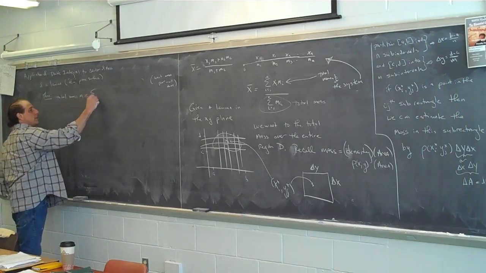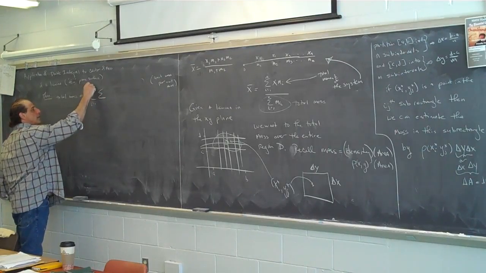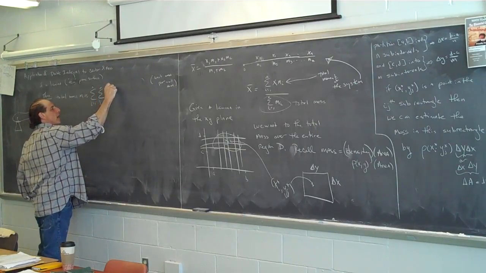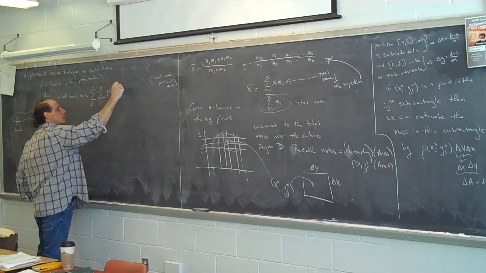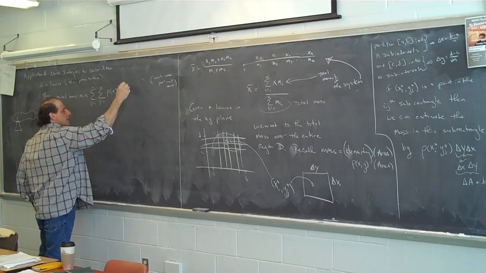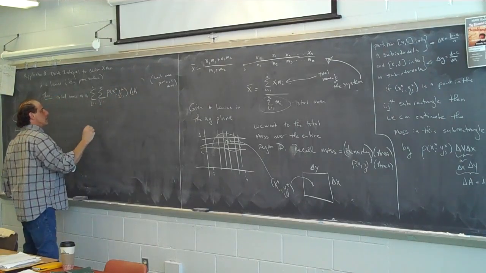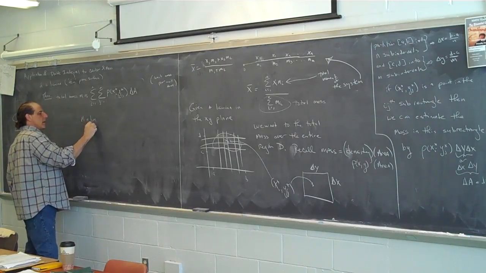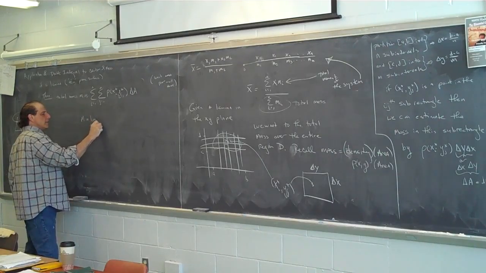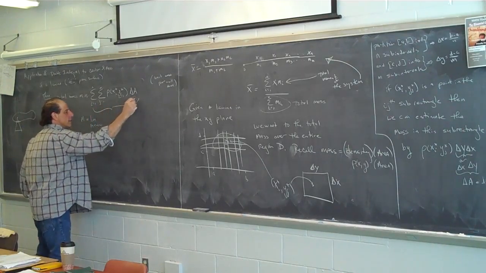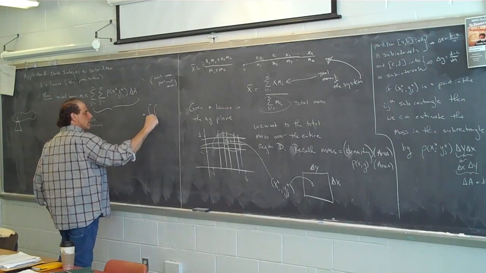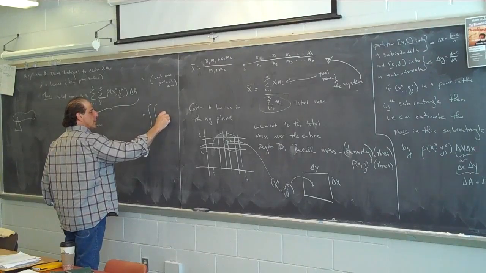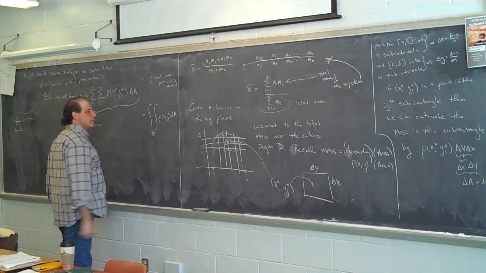So total mass is approximately a double sum, i equals 1 to n, j equals 1 to m, of rho of x sub i star, y sub j star, delta A. And m, of course, is going to be exactly equal to the limit as m, n tend to infinity of this guy, which by definition is a double integral over D of rho of x comma y dA.